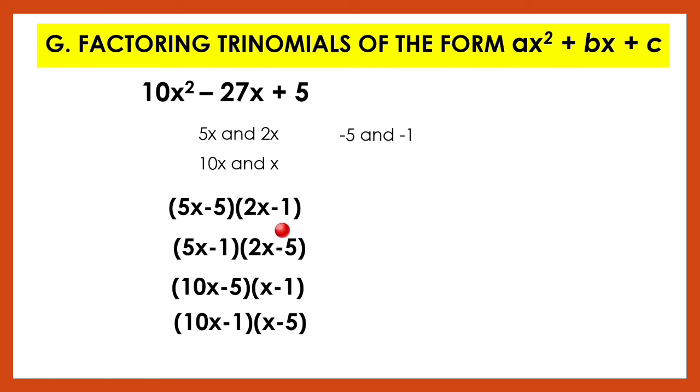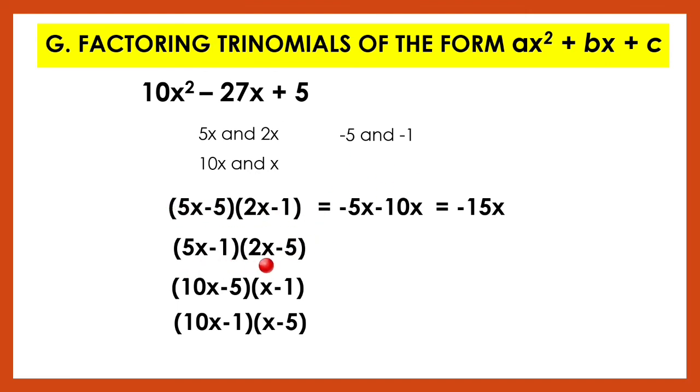Kukunin natin yung product ng outer terms tsaka inner terms. Dapat ang mag-sum ay negative 27x. Okay, unahin natin to. 5x times negative 1, that is negative 5x. Negative 5 times 2x, negative 10x. Negative 5x plus negative 10x is negative 15x. So, hindi yun yung lumabas. So, ibig sabihin, hindi ito yung factors.